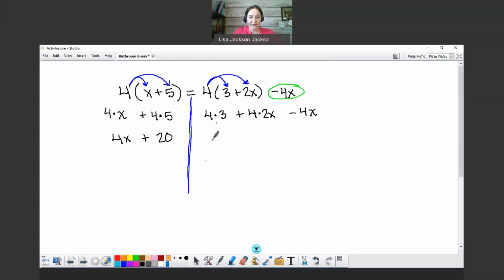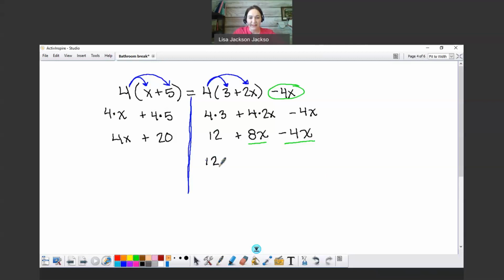4 times 3 is 12. 4 times 2x is 8x. And then I have that negative 4x that was already there. This side of the equal sign is still not simplified because I do have like terms. Now that I've multiplied across the parentheses, I have an 8x, and I already had that minus 4x. So I'm going to combine those like terms.